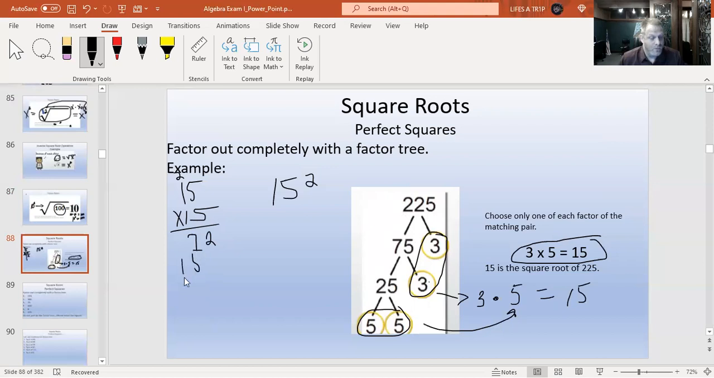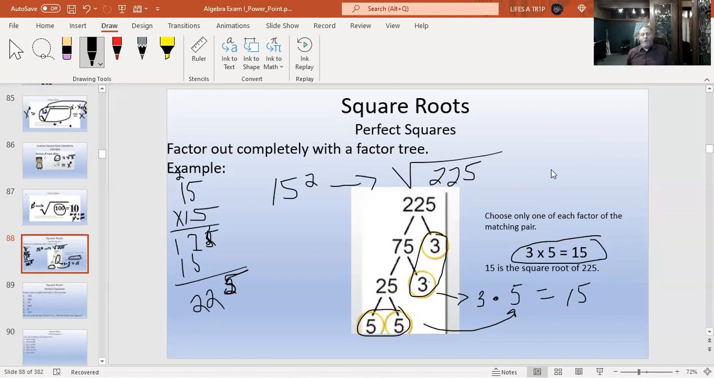5, and then 1 and 2 is 12, and I'm sorry, guys, that's a 5 there, a 5 there. Come on, JD Tutor. All right, and that's 2. All right, so 225. So 15 to the second power is 225. All right, and the perfect square root of 225 is 15.